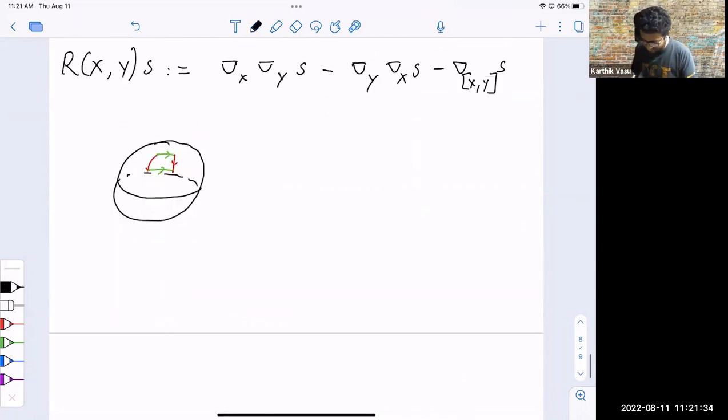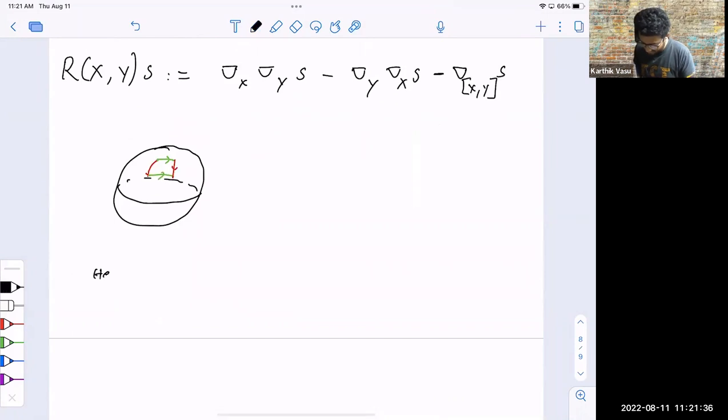Okay. So here I have to say that this [X,Y] is a commutator of vector fields. This is nothing but XY minus YX.